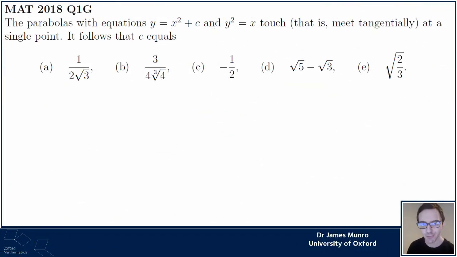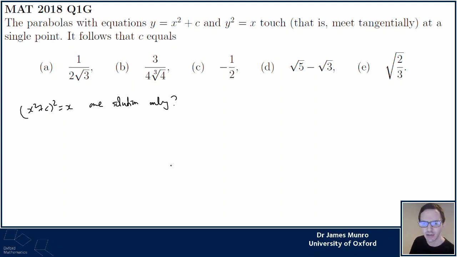(2018-1G) is another question with some parabolas in it. So let's do some parabola maths. We're looking for a value of c that makes these two parabolas touch, so meet tangentially at a single point. Okay, so I suppose I want these curves to have a kind of single root or single solution. So my first idea was to plug one of these into the other to look for x squared plus c squared equals x, one solution only.